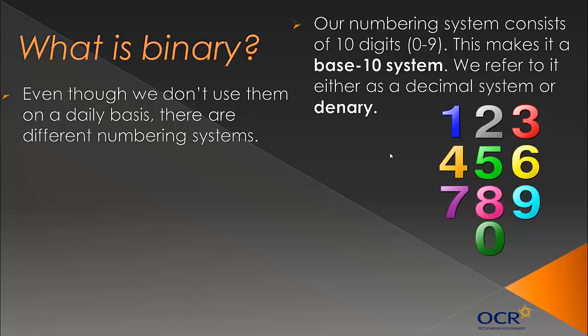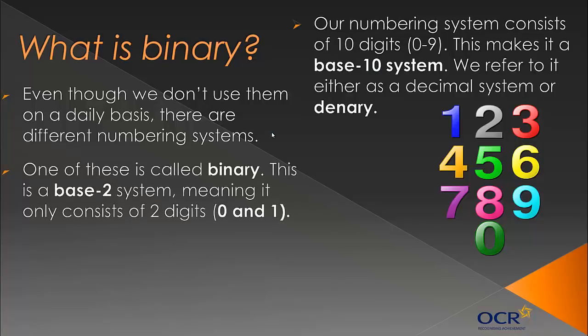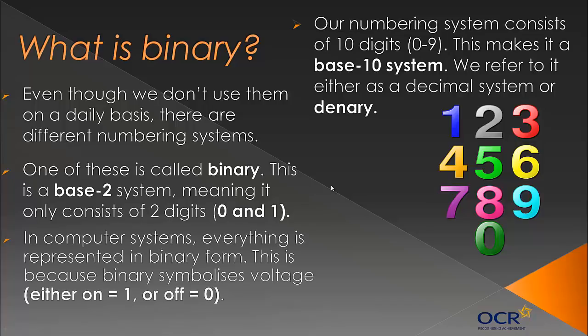So binary. Even though we don't use one on a daily basis, there are actually many numbering systems, such as base 16, called hexadecimal, which we'll look at again in the future. So there are other numbering systems, and one of which is called binary, and this is a base 2 system, meaning that it only consists of 2 digits, 0 and 1. So as opposed to 10 digits, it consists of 2 digits, and computers use these because it symbolises voltage.